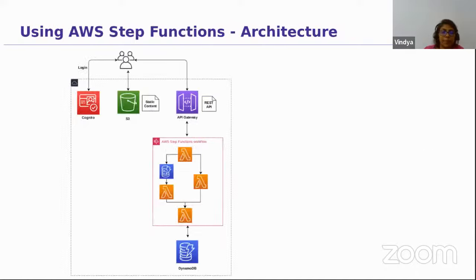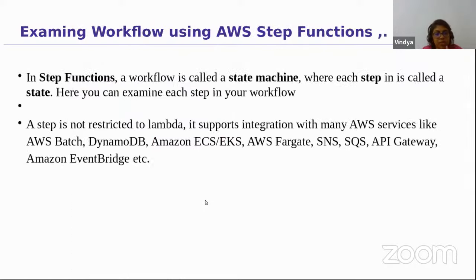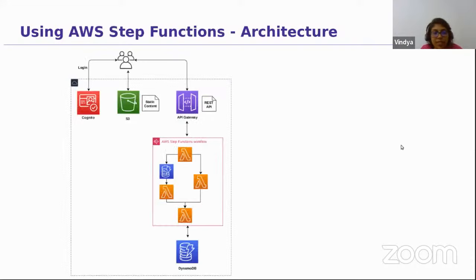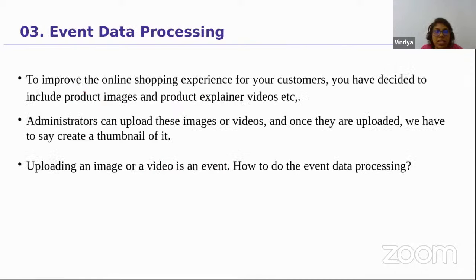If we look at it from the architecture point of view, you might not have just a Lambda function. When you have complicated tasks, you might have some sort of Step Function workflow. And it's not just Lambda. It integrates with many AWS services, like SNS, SQS, API Gateway, Fargate, DynamoDB. You can refer to the AWS documentation for the full list of services. So that's the second use case I want to discuss.